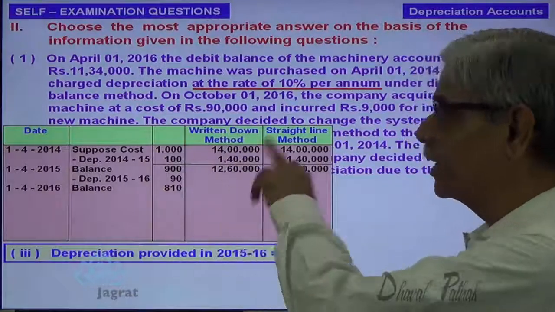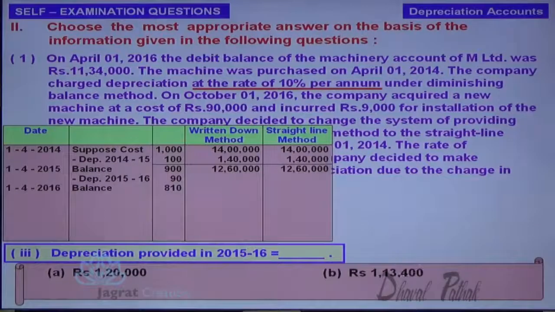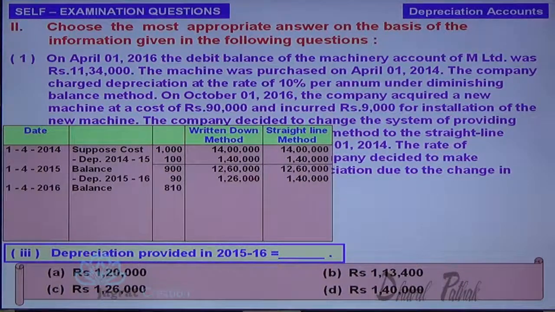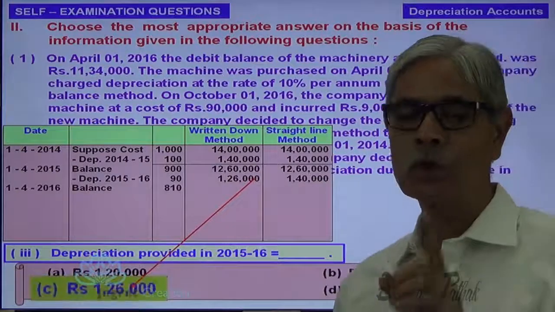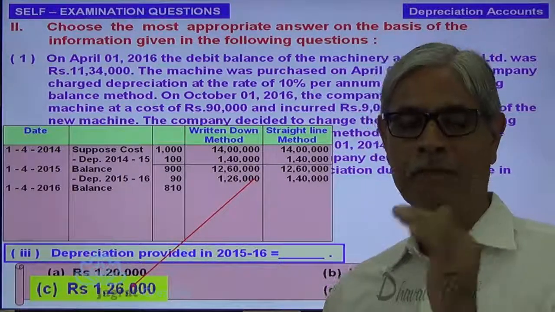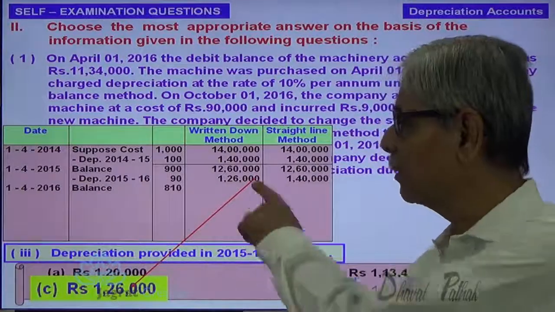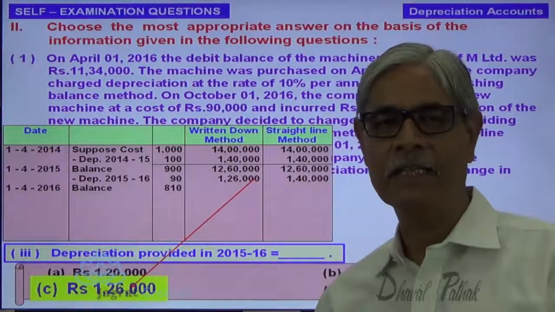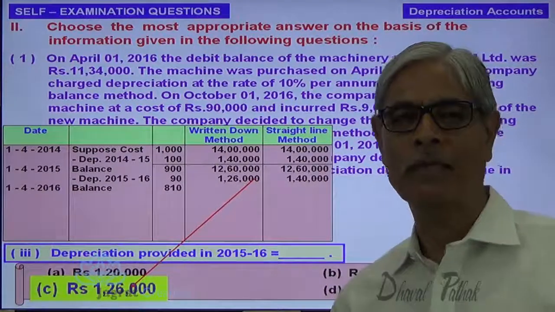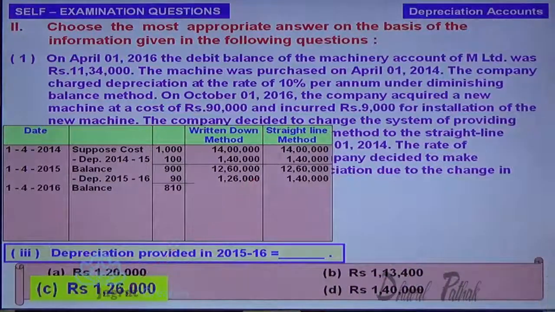Depreciation for 15-16 under the diminishing balance method is what is being considered while preparing the books of accounts. So 12,60,000 into 10%, that is 1,26,000. Here the straight line method is there, so depreciation does not change. It is the equal installment method, so annual depreciation remains the same for both the years. But in the books of accounts, he has recorded depreciation of 1,26,000 because he has provided depreciation at 10% by the diminishing balance method.